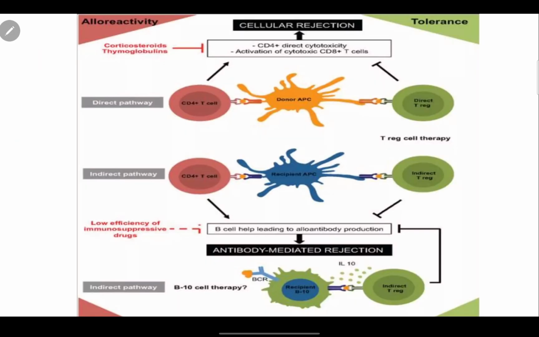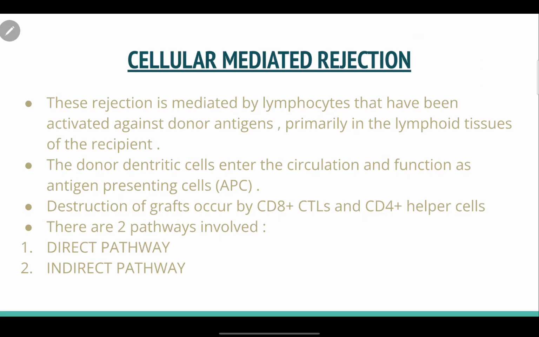This is the diagram depicting mainly the cellular and antibody mediated rejection, where the cellular rejection mainly involves CD4 cells and also antigen presenting cells, whereas the antibody mediated rejection mainly includes alloantibody production, also interleukin 10. So we will now discuss in detail the cellular and antibody mediated rejection.